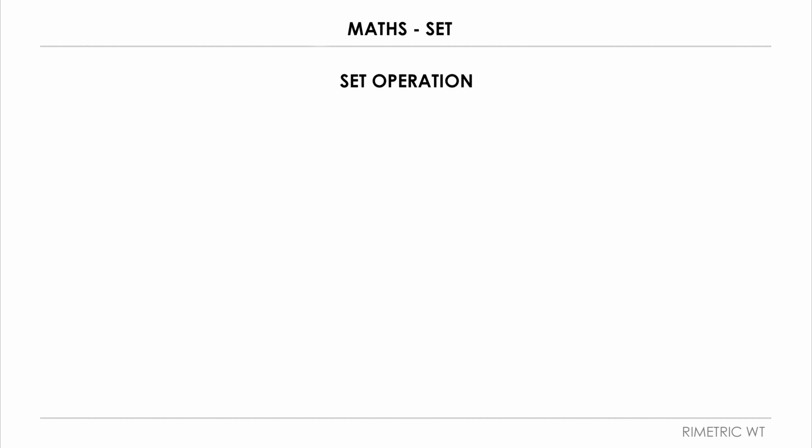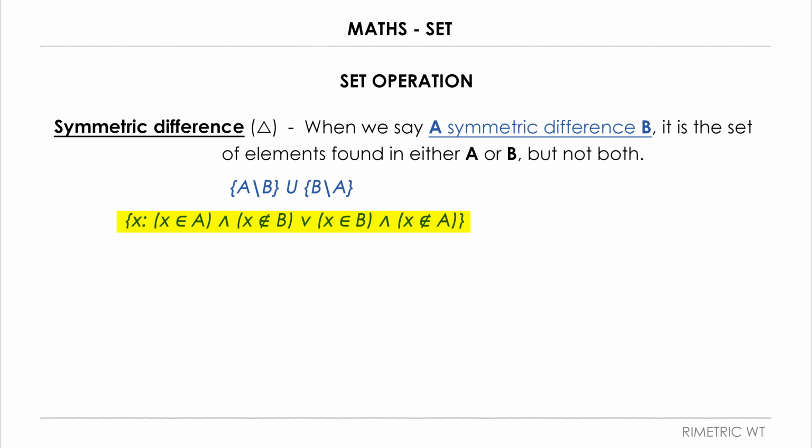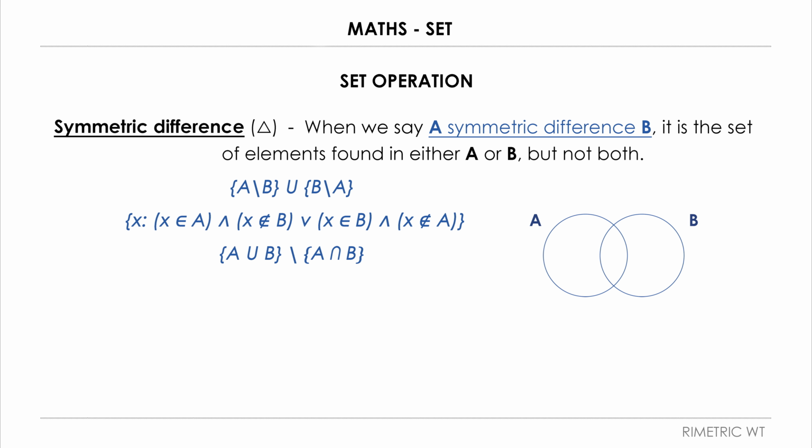The last operation is symmetric difference, expressed by the triangle symbol. When we say A symmetric difference B, it is the set of elements found in either A or B, but not both. We define it as A complement B union B complement A. In set builder method, we can define it as a set of all x such that x is an element of A but not B, or x is an element of B but not A. Or in another way, we can express it as A union B complement A intersection B. In a Venn diagram, it is illustrated as such.